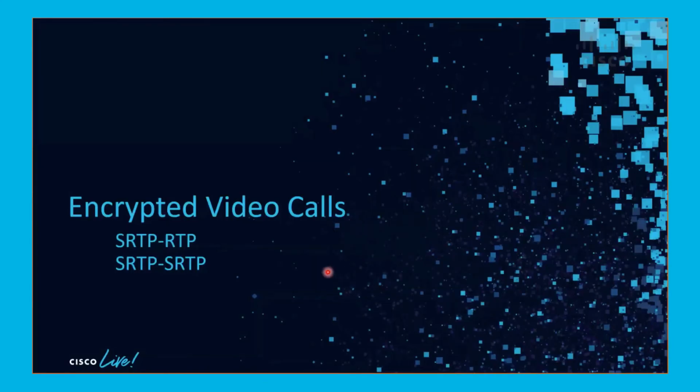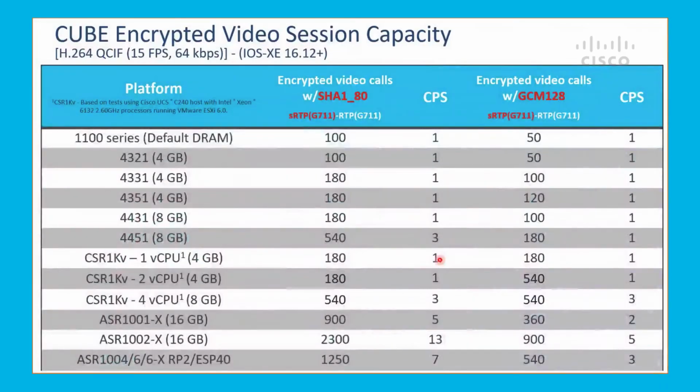We have also published numbers for encrypted video calls. And again, generally with video, service providers don't support video over SIP trunks. So those video calls are going over the top. So it only made sense to do encrypted video call testing, since any video call goes over the top. So you have to encrypt it with SRTP. So we have published encrypted video call numbers on Cube for various different platforms.